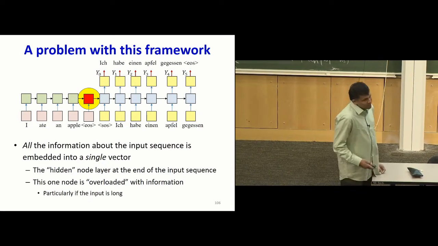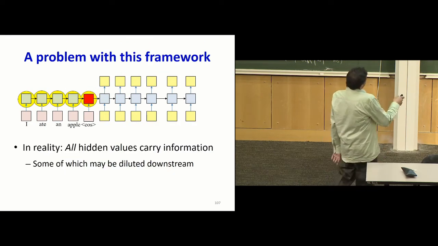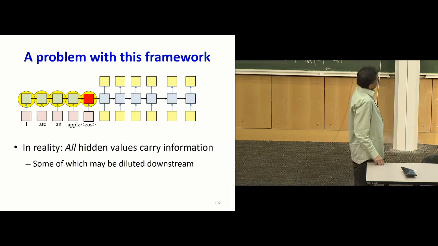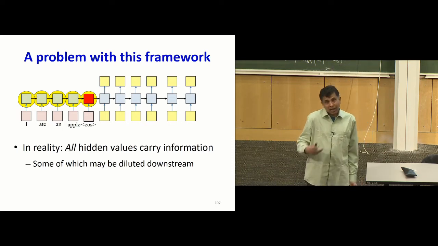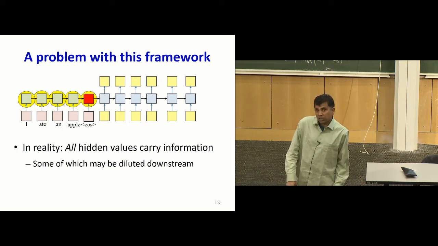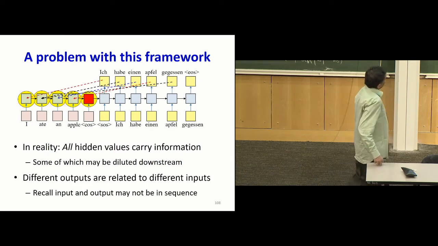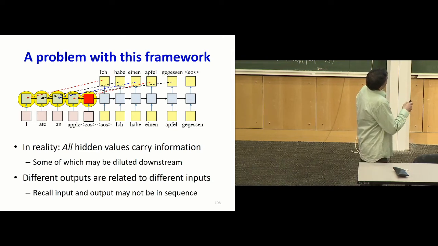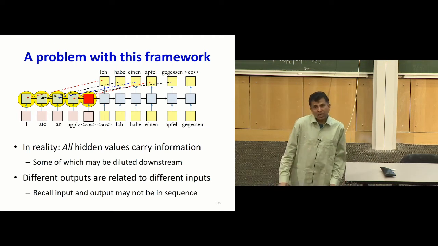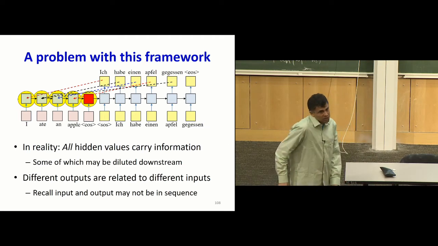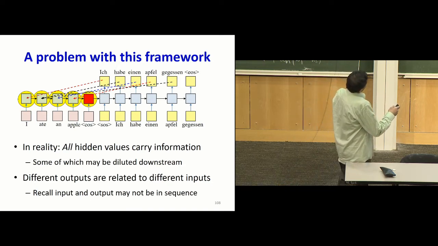Now, this seems not quite okay, right? In reality, every one of these hidden representations carries information. And as you keep processing the input, this information could potentially, in fact will, get diluted downstream, particularly if the input is long. And what happens is that if you consider the output, different portions of the output actually relate to different portions of the input. So consider this English to German example. I ate an apple gets translated to Ich habe einen Apfel gegessen.